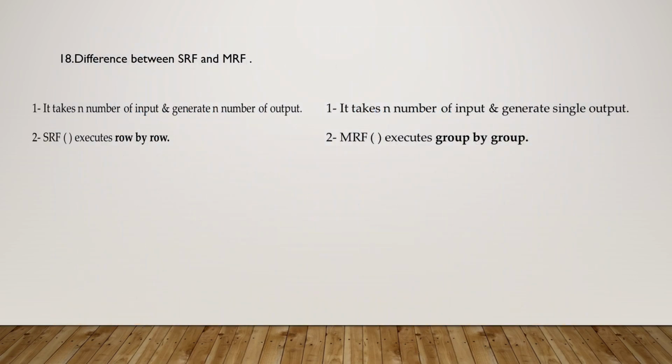Difference between single row function and multi-row function. A single row function takes n number of inputs and generates n number of outputs, while a multi-row function takes n number of inputs and generates a single output. Single row function executes row by row, whereas multi-row function executes group by group.